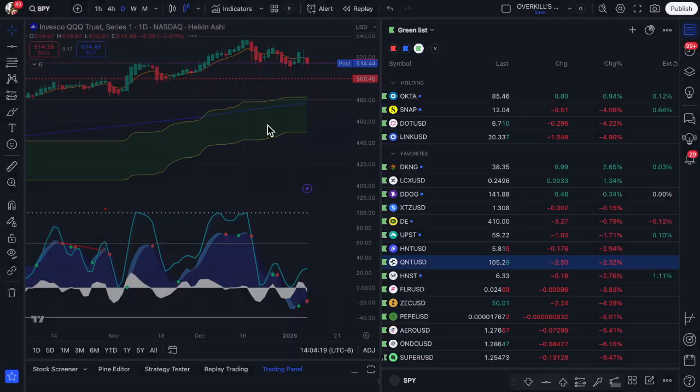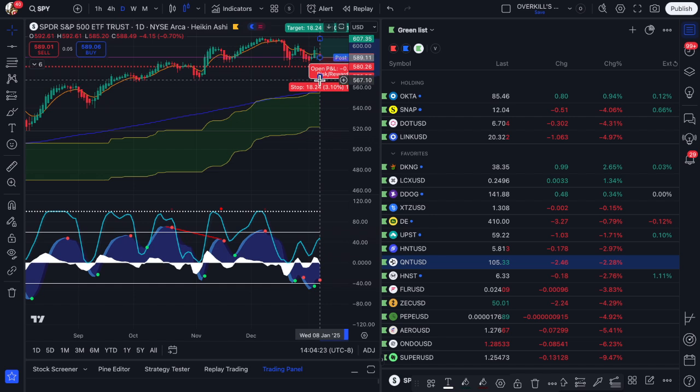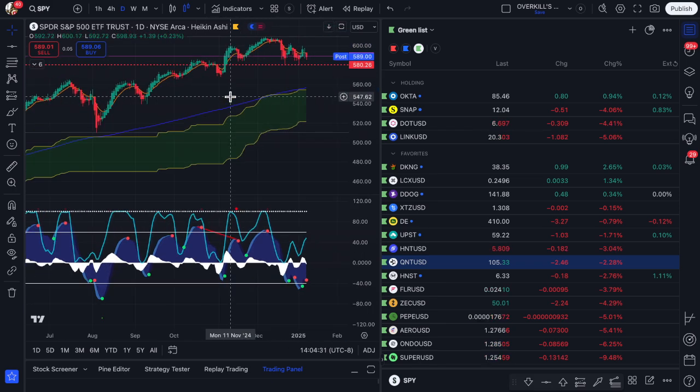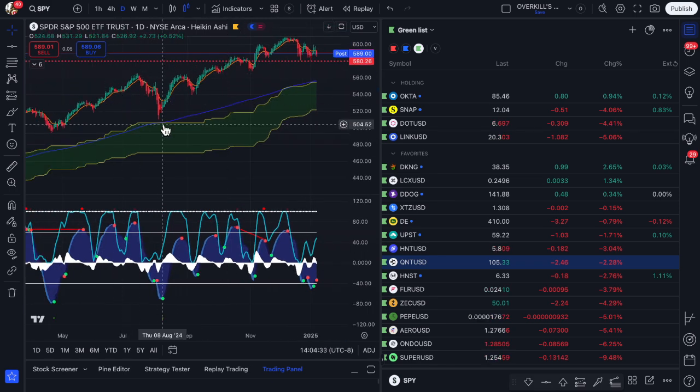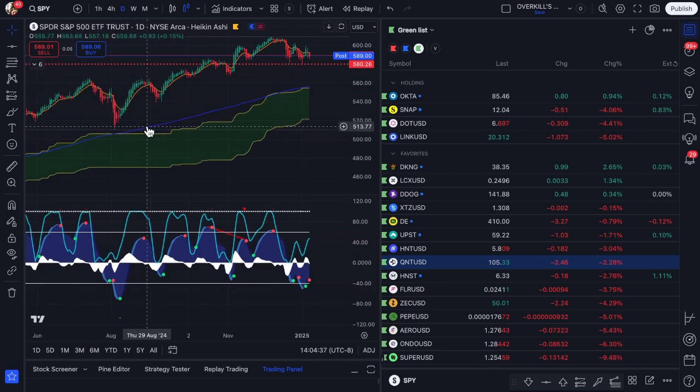Here's the SPY. Okay, another name that's just sitting at a massive premium, right? This is the S&P 500, the largest traded ETF on the market. 5% premium right now, and that's pretty big. So I would wait till that thing pulls back into the golden zone, right? I have an EMA on right now.